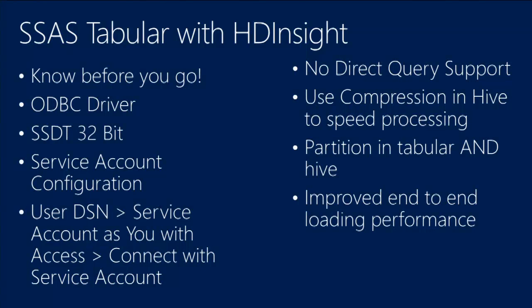Not yet. I don't know where on the roadmap that is. I would assume it's coming, but I don't have any direct data on that. We want to try to use compression and partitioning to really improve that end-to-end loading performance. Again, the less data we move across the network, the better, obviously. So if we can move that data faster and more efficiently, we can load our tabular models a lot faster and better.